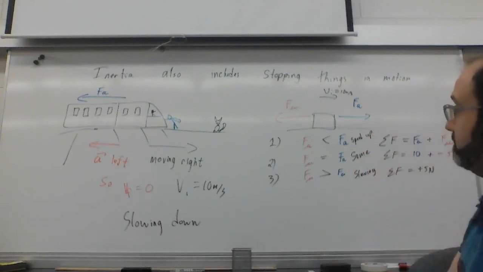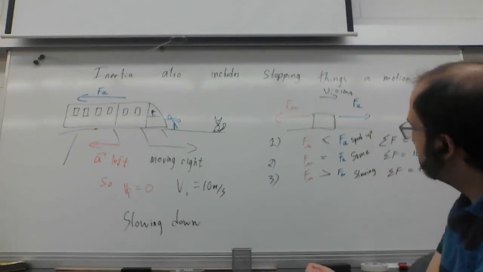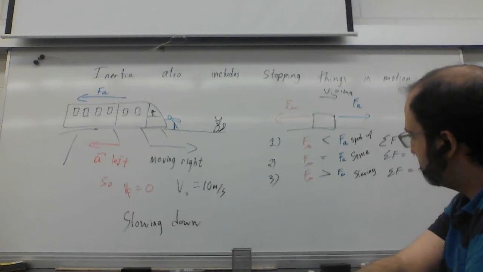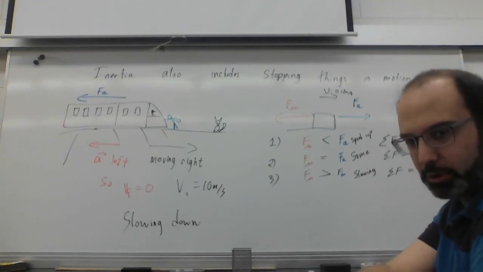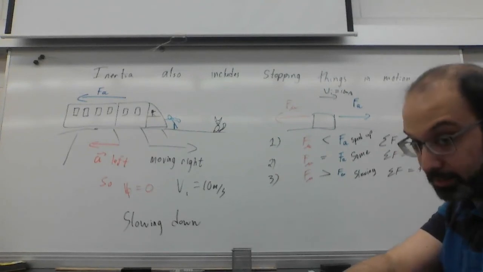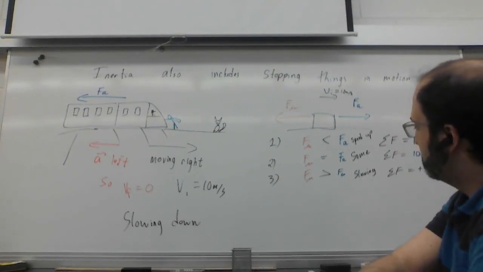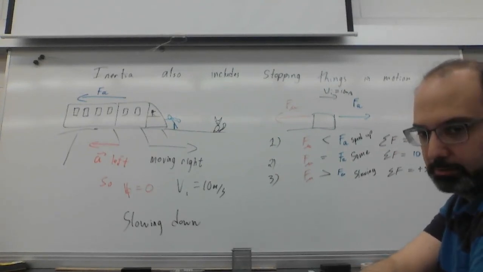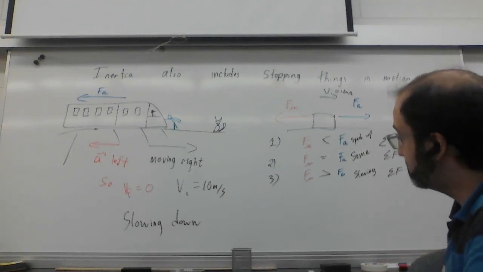So the first option, where the force applied is bigger than the force of friction, the object will get faster. The second option, they will stay the same. There will be no change. It will stay at 10 meters per second the whole time. Constant velocity. And then the third one is slowing down. There we go. Those are our forces.